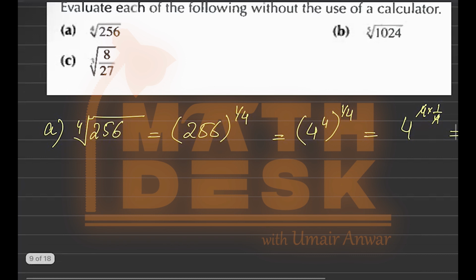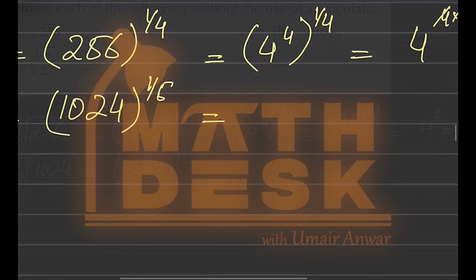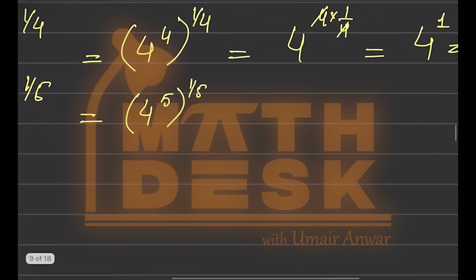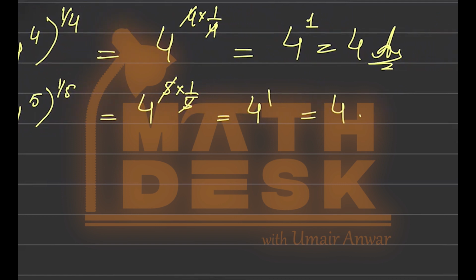In part B, it says fifth root of 1024. 1024 raised to 1 upon 5. It is 4 raised to 5, which is equal to 1024. So the base would be changed in an index form such that we can simplify the fractional power. And when we multiply both the powers, 5 would get cancelled with 5. We would be left with 4 raised to 1. So the final answer would again be equal to 4.